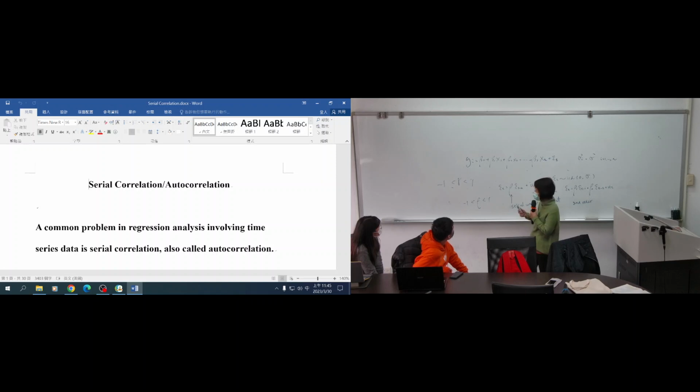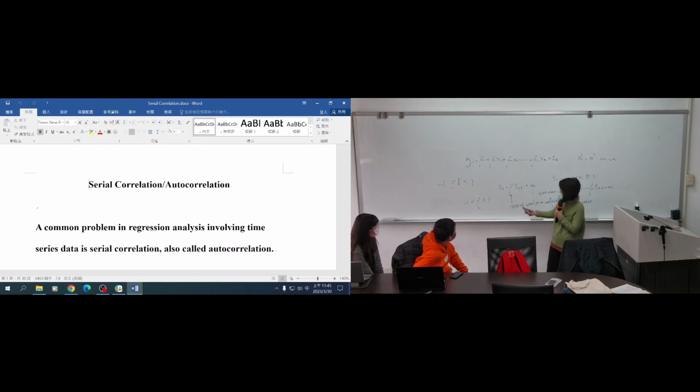And usually, why do you think it cannot be greater than 1? Just think intuitively. If the correlation is greater than 1, what does that mean? This means the current error term has a relationship with this one, and this one is related to the past periods. Then, if this is greater than 1, what does that mean?